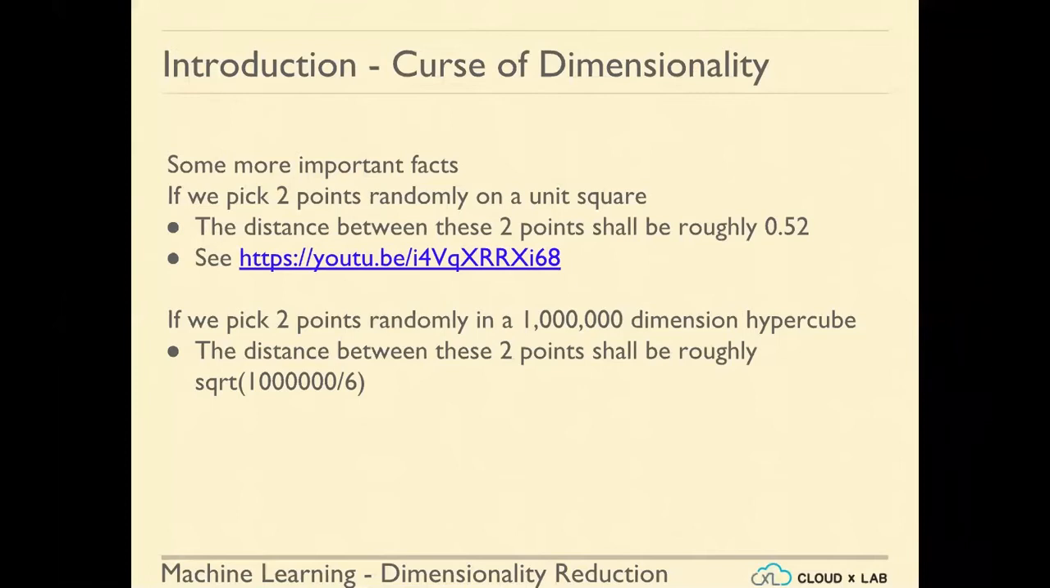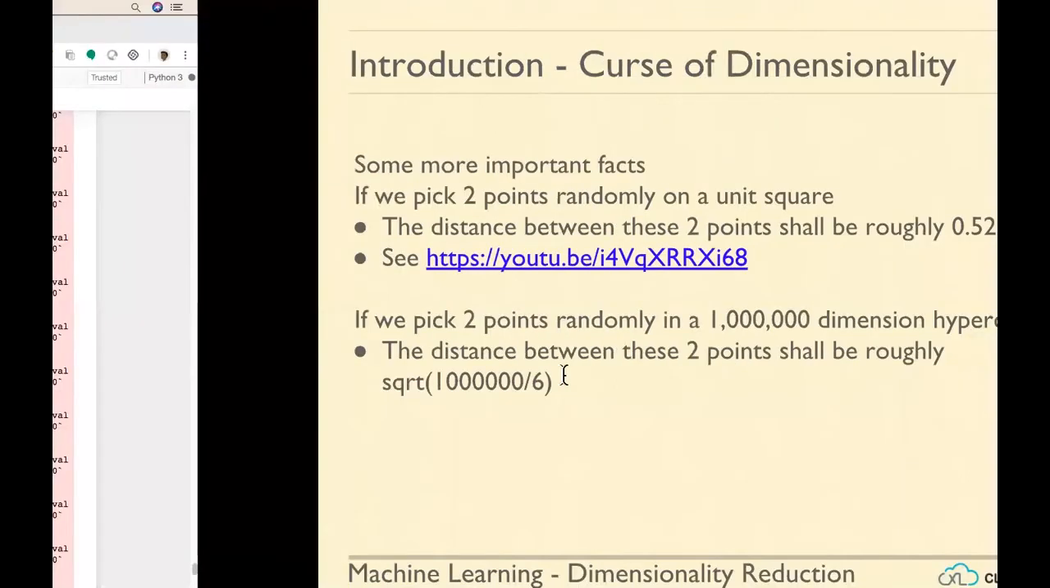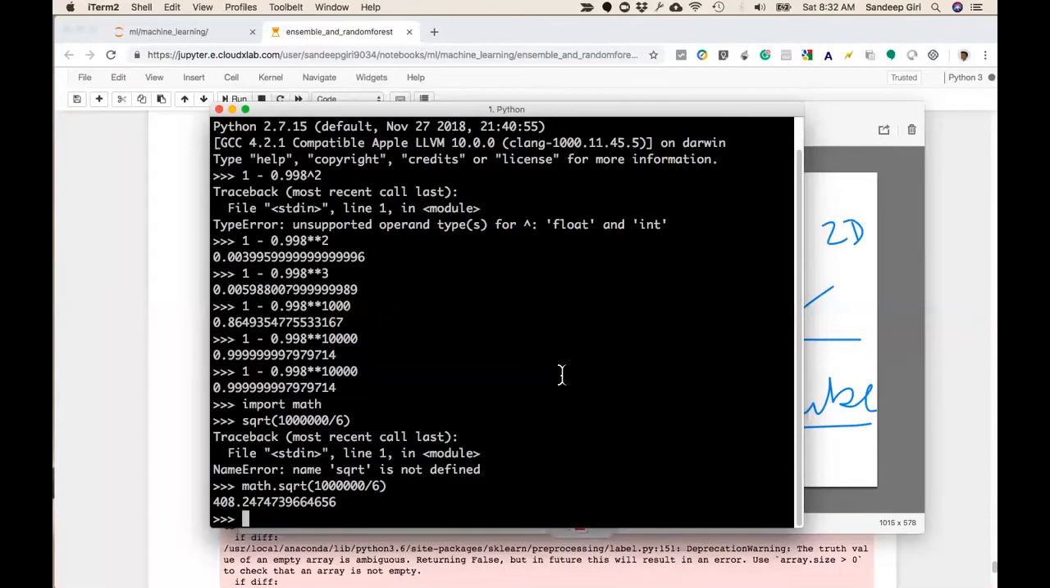Because we have never seen it. It's a unit hypercube, a 1 meter hypercube, and the distance between 2 points in this is 400 meters. 400 meters, though it's a cube.